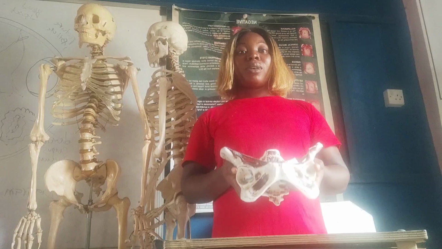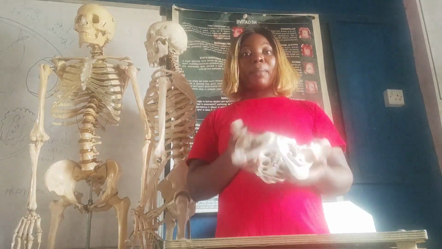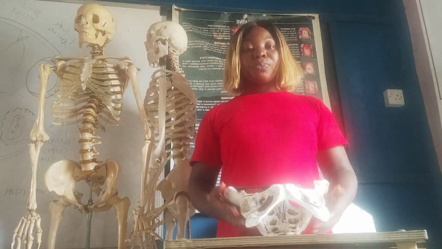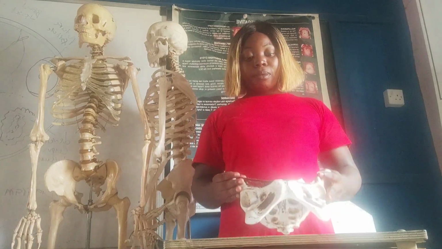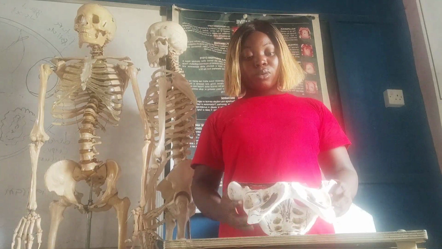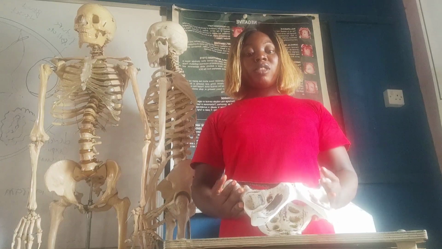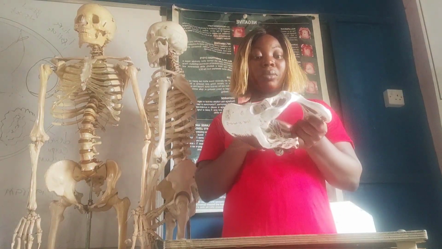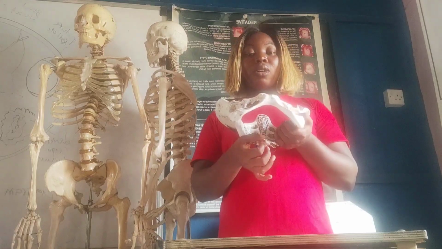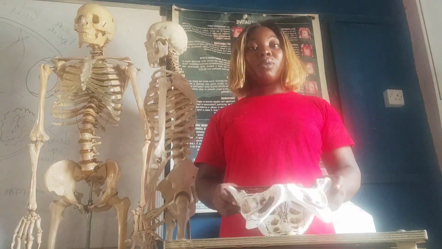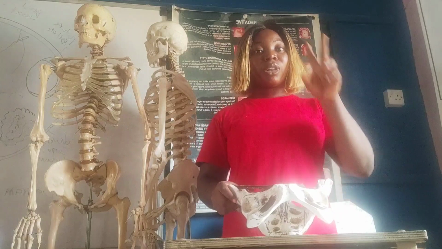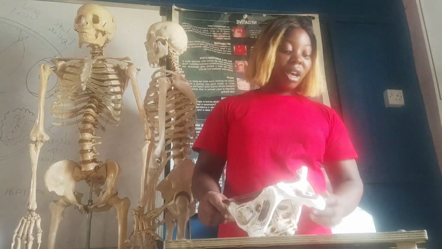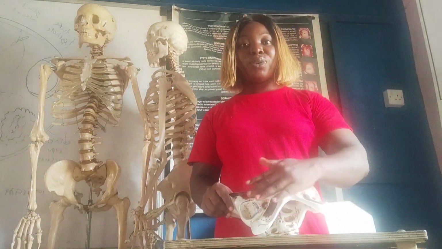So in today's video we are describing the maternal pelvis. This pelvis is made up of 4 bones: the 2 innominate bones, the sacrum and the coccyx. The 2 innominate bones are further divided into 3. We have the ilium, we have the ischium, and we have the pubis.